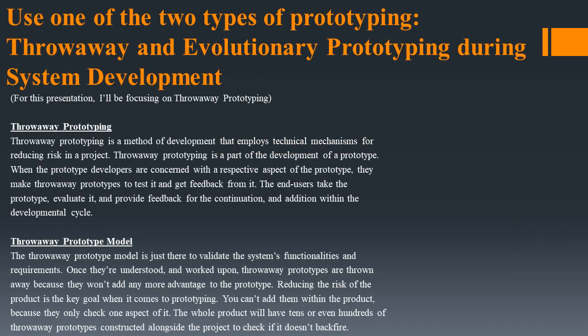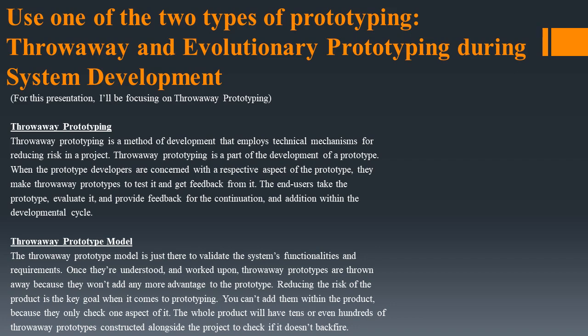Use one of the two types of prototyping, throwaway and evolutionary prototyping, during system development. For this presentation, I'll be focusing on throwaway prototyping. Throwaway prototyping is a method of development that employs technical mechanisms for reducing risk in a project. Throwaway prototyping is a part of the development of a prototype.